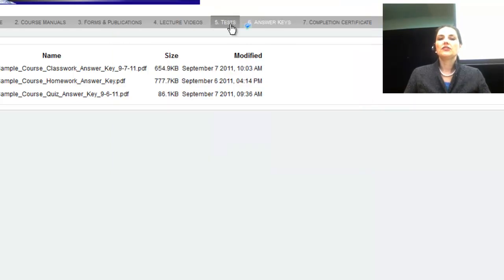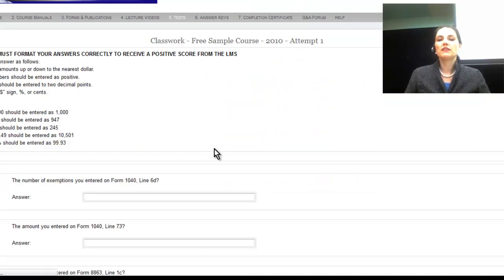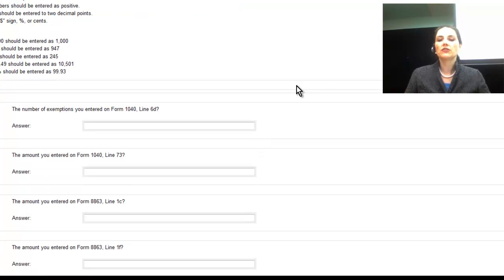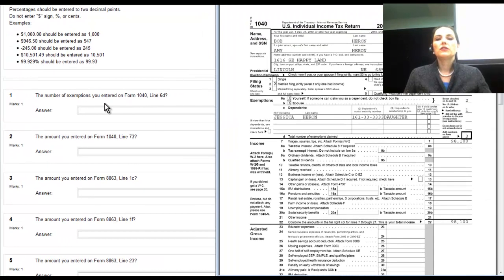There are other tests that I need you to complete, but let's show that we completed our classwork assignment. So I've had you do the classwork assignment on paper, but it is now time to go to the LMS and enter the answers that appeared on your answer key into the LMS. So here I have the classwork test and my finished tax return for my classwork assignment in front of me at the same time. The LMS test is asking me to enter line amounts from my finished classwork assignment.